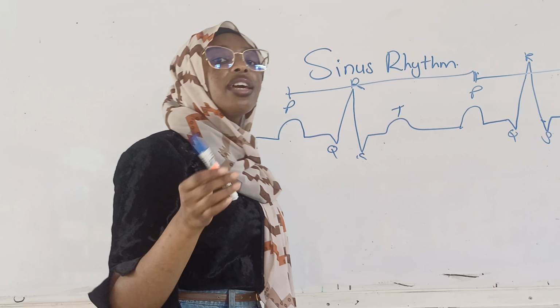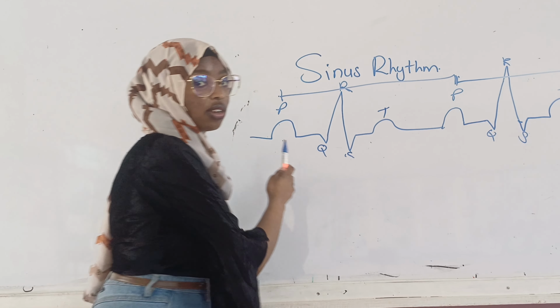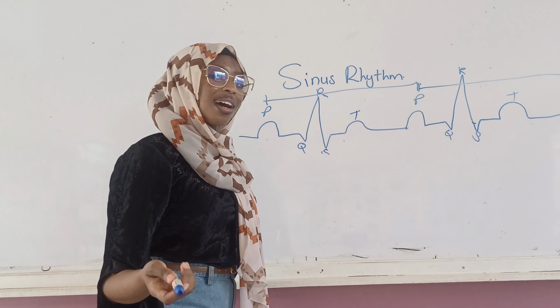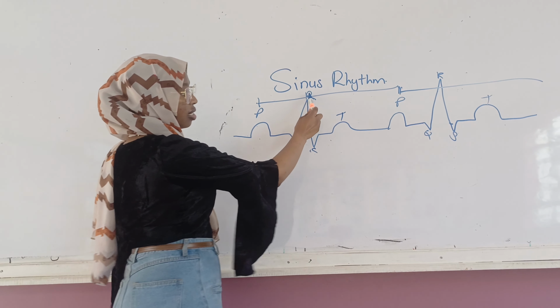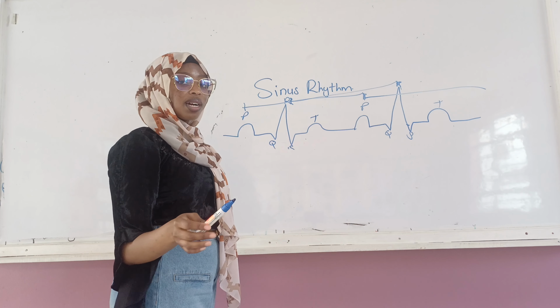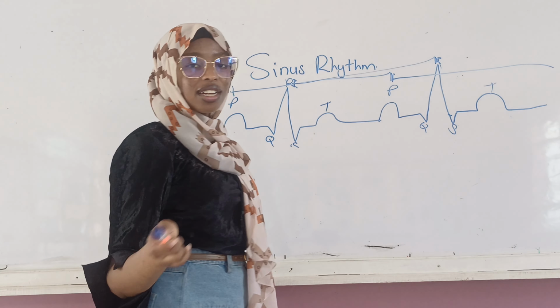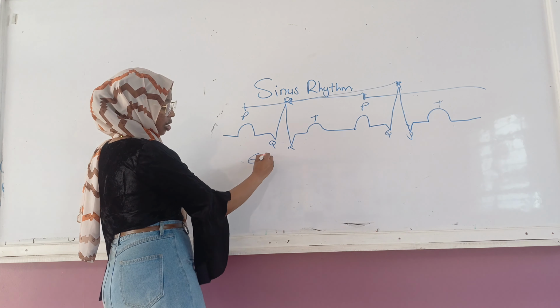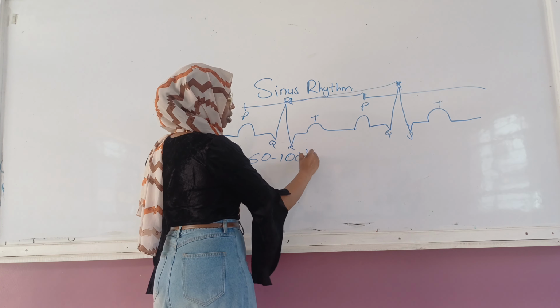If you want to know the atrial heart rate, then you look at the P wave. If you want to know the ventricular heart rate, you look at the distance between this R to the next R. Normally, in a sinus rhythm, the atrial heart rate and the ventricular heart rate are usually the same. The normal atrial heart rate is usually 60 to 100 beats per minute.